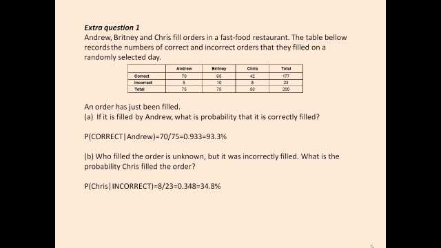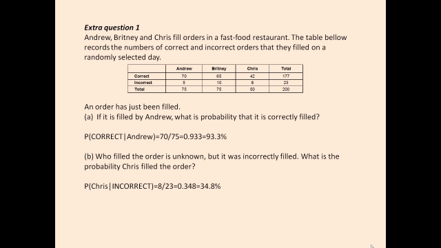So we're told an order has just been filled, and our question part A is, if it is filled by Andrew, what is the probability that it's correctly filled? Now, we've got 2 bits of information here. We're told it's filled by Andrew, and then we want to find the probability that it's correctly filled. So we've got 2 things, Andrew and correct. Question is, is it joint, union, or conditional?